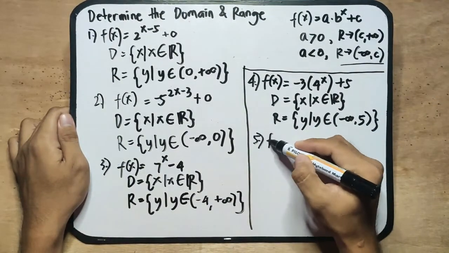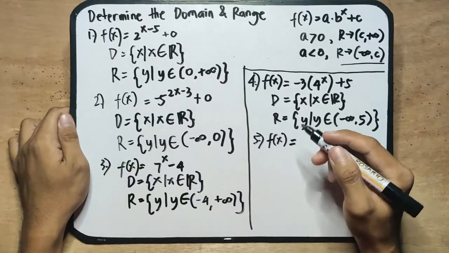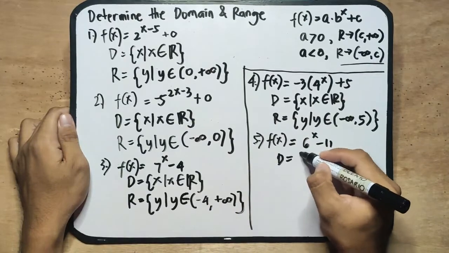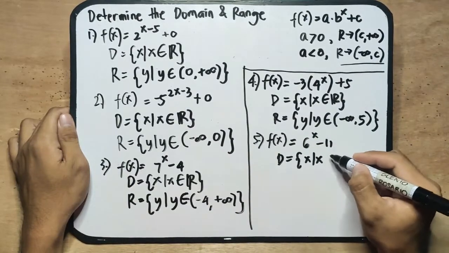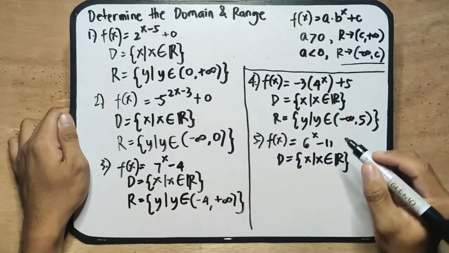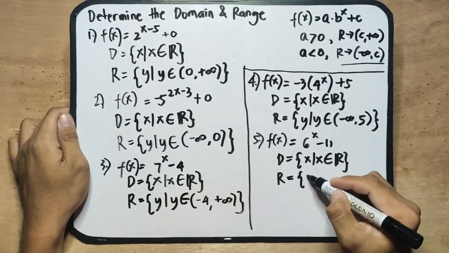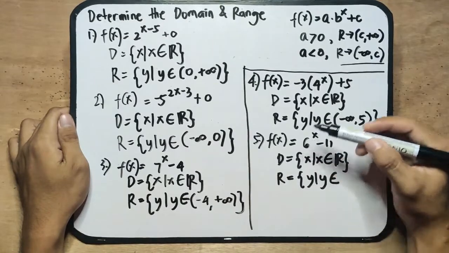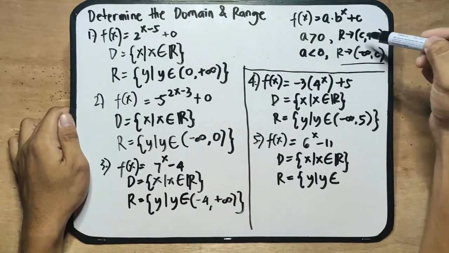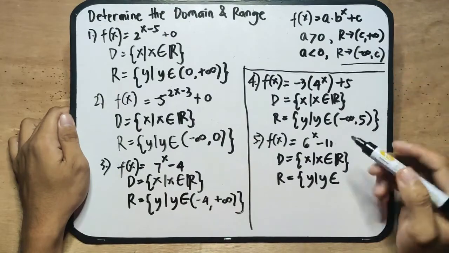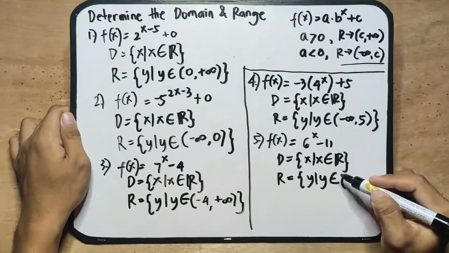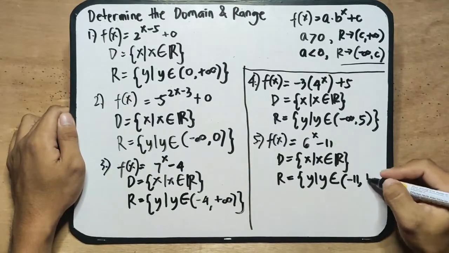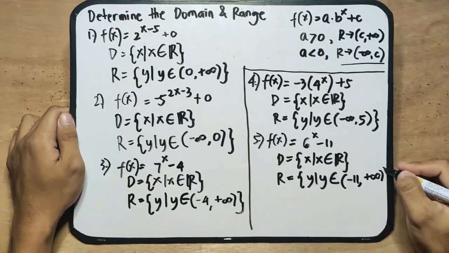So, the fifth item, the last item, we have f of x is equal to 6 raised to x minus 11. So, ang domain natin, we have the set of real numbers. At ang range naman natin ay, as you can see, yung value ng ating a ay positive. So, ito yung format natin. So, definitely, ang ating range ay set of all y such that y is an element of. The value of c is negative 11 to positive infinity.